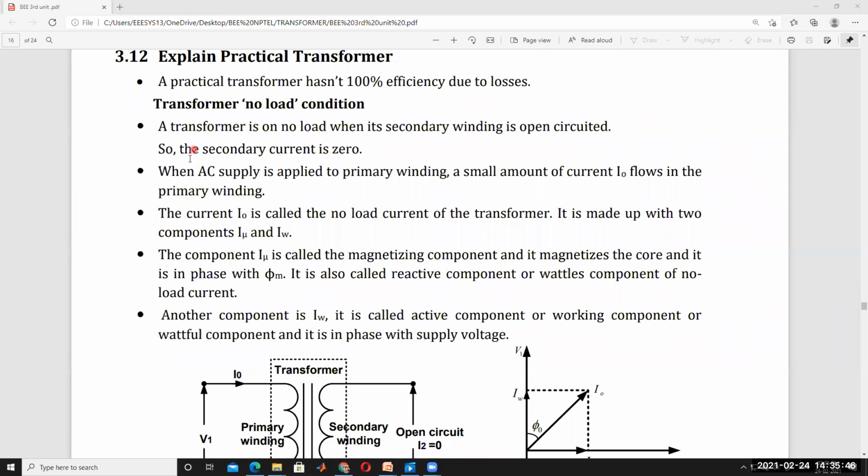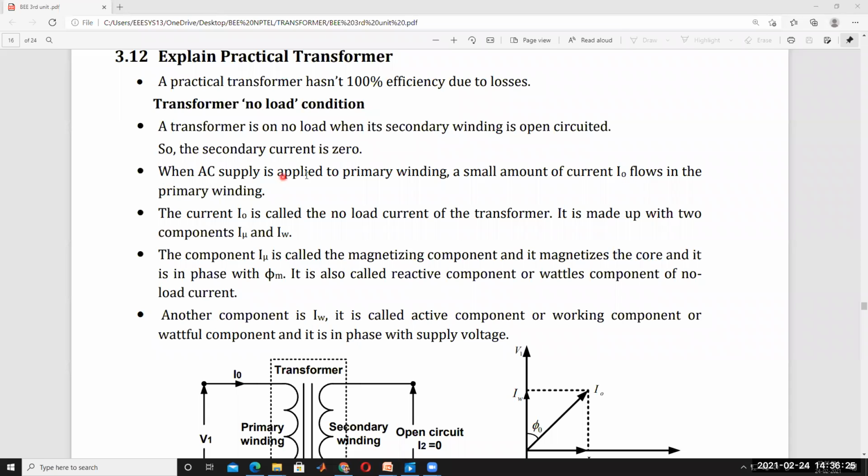This is one point. And then when AC supply is applied to the primary winding, a small amount of current I naught flows through the primary winding. That is called no load current. Under no load condition, there is no load on the secondary side, so the secondary current I2 is equal to 0, but the primary current I1 is not equal to 0. That I1 current becomes the no load current.